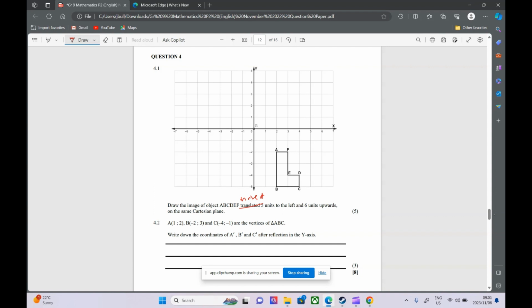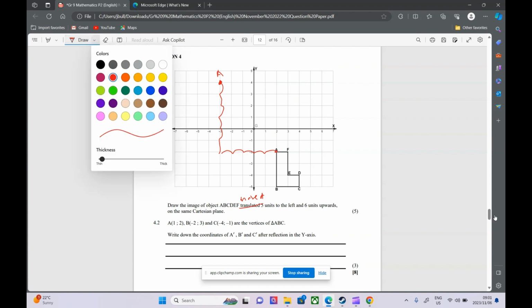What I would do is I just move each point. So I'm going to say A. Let's move that one 5 to the left, 6 up. So 1, 2, 3, 4, 5. 1, 2, 3, 4, 5, 6. That is going to be where my A is. Then F, same thing. We can use a different color. You'll get the hang of it. I think most people find this quite easy.